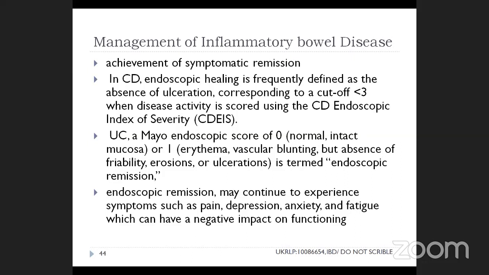In Crohn's disease, the best investigation, as I said, is endoscopic healing, which is more important than symptom remission, because even though the symptoms may persist, the endoscopy can be normal. So again, there is another thing called the Crohn's Disease Endoscopic Index of Severity, CDEIS, and this is also helpful in assessing the patient in the management of inflammatory bowel diseases.